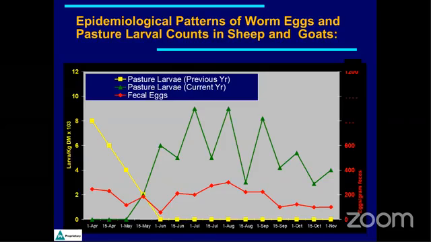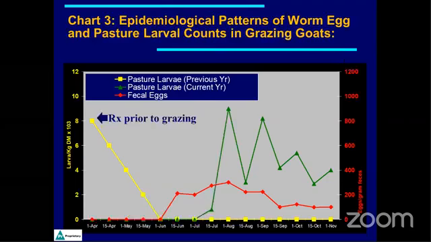So if we look over here at August 15th, if you go out there right now, your animals are shedding high. You've got a high contamination of the pasture. So what we want to do this fall is come in and get them cleaned up. We're going to clean them up, then go back in and check them in the spring. Make sure they're clean. If they're not, we're going to treat them again so that they're clean.